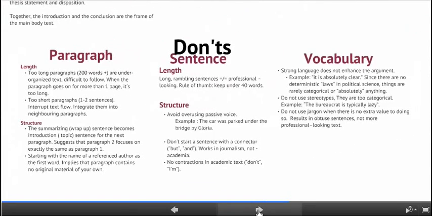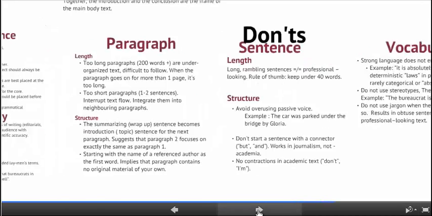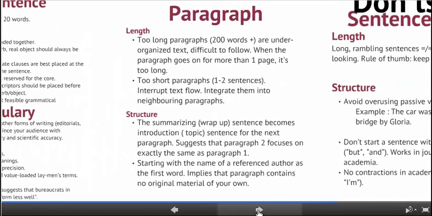Moving on to don'ts, and once again I'll go through paragraphs and sentences and vocabulary. Starting with paragraphs. Too long paragraphs are really underorganized, and they're really difficult to follow. If your paragraph is going for more than a page, it's too long, simply put. If you write too short paragraphs, that's where your text flow is starting to get interrupted, and you can just integrate them into neighboring paragraphs.